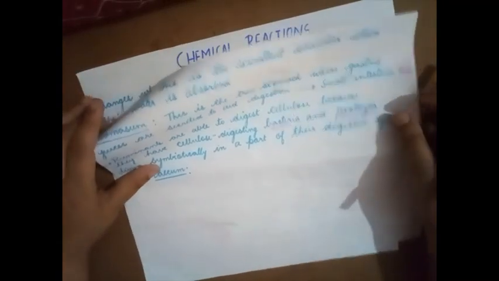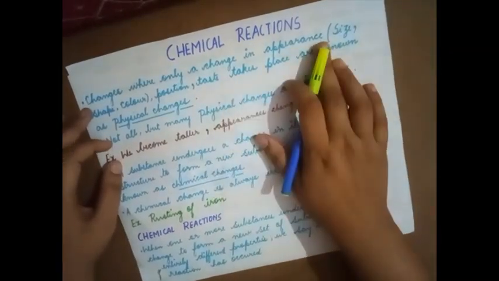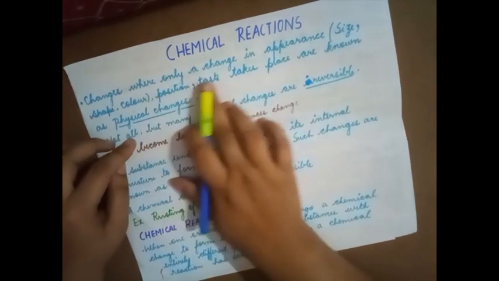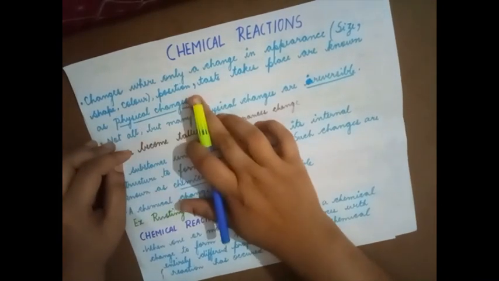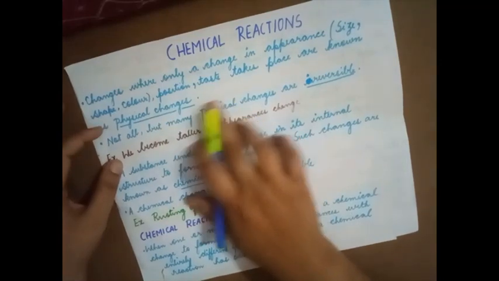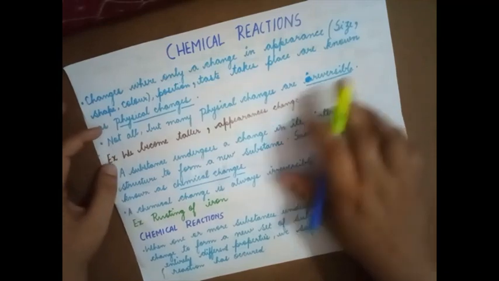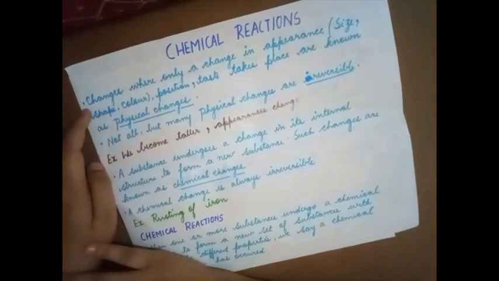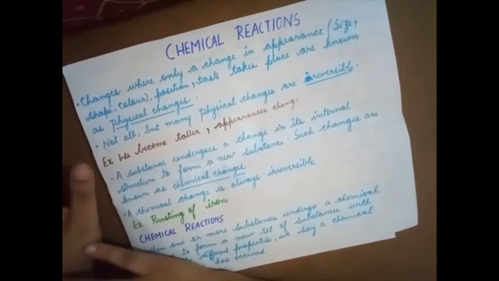Now I will just give you a small introduction to the next chapter that we will be studying about, that is chemical reactions. Changes where only a change in appearance, size, shape, color, position, taste takes place are known as physical change. Not all, but many physical changes are reversible. Physical change does not bring about a change in the internal structure. It just brings about the change in the physical appearance.